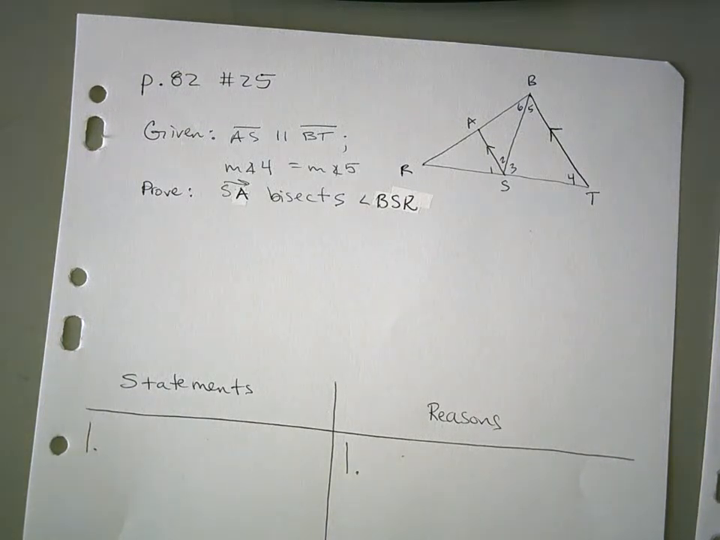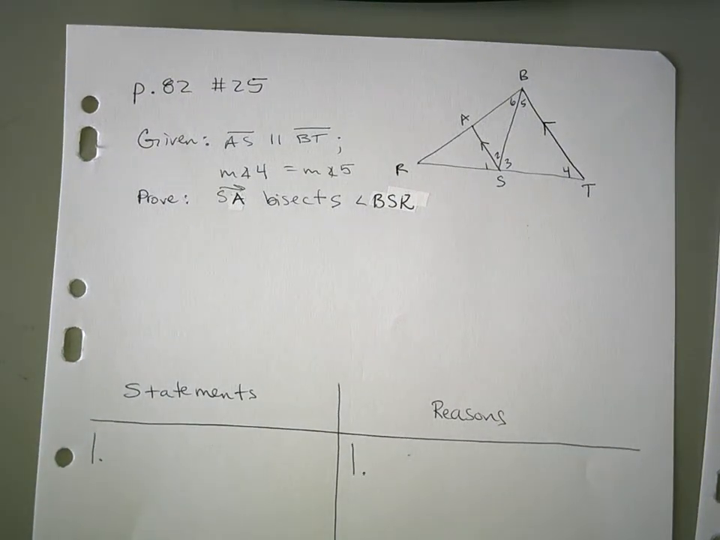Tips on Proofwriting Part 3. Doing a problem from page 82, number 25. We've worked with parallel lines, but in this problem there's a little bit more complication going on.